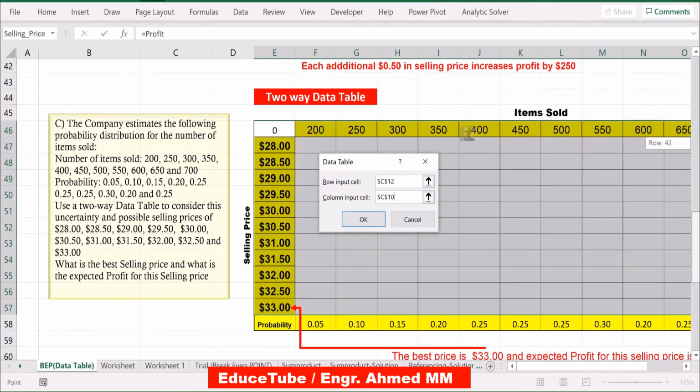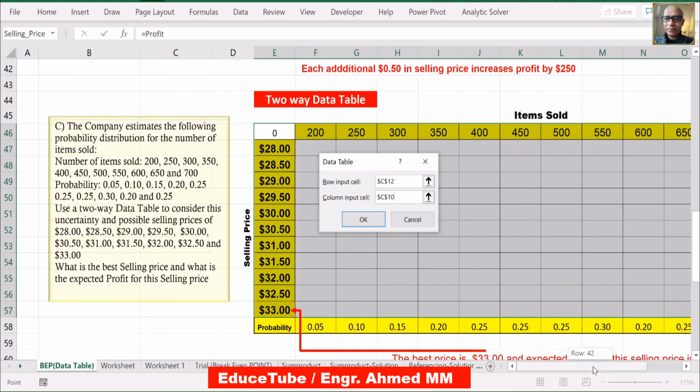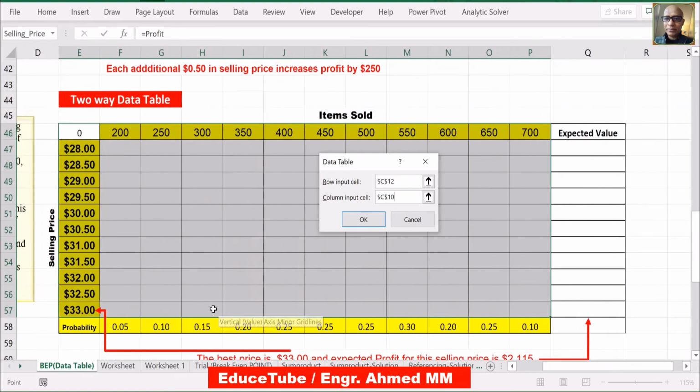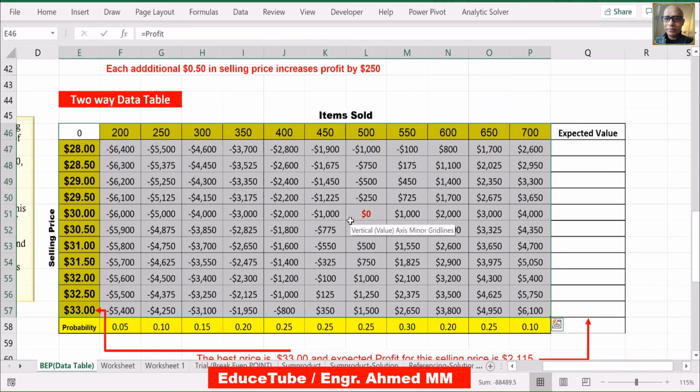Now we go to our table place. So this is the table. We are here. So this is our position now. Now if I click here, we already selected both. If I click OK, data will be generated. So it is generated.